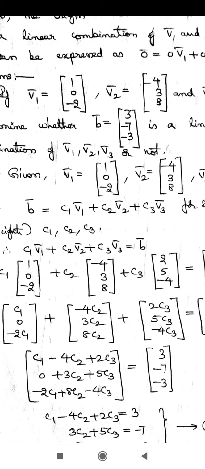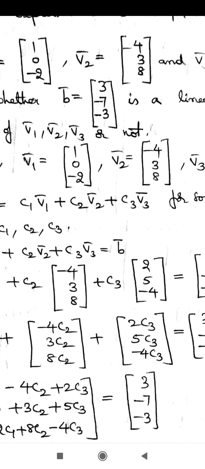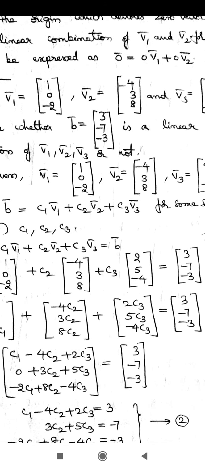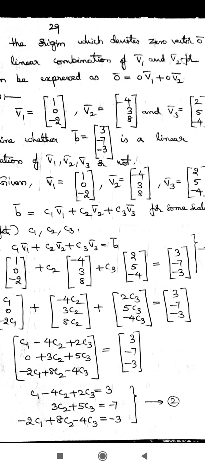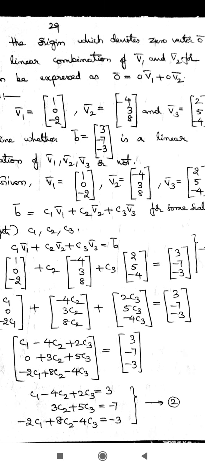Now b bar continues as it is, and finally we got a column vector of order 3 by 1 on the left hand side, and at the same time a column vector of order 3 by 1 on the right hand side. When do we say two matrices are equal? That we have seen in the prerequisites, in the second topic of prerequisites.